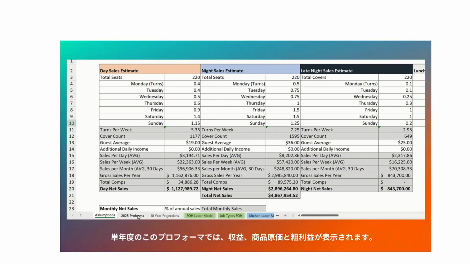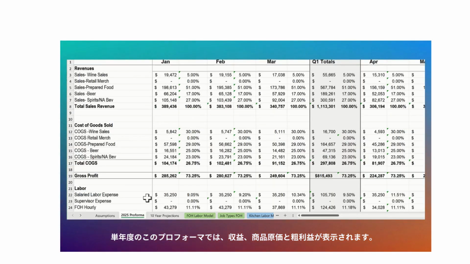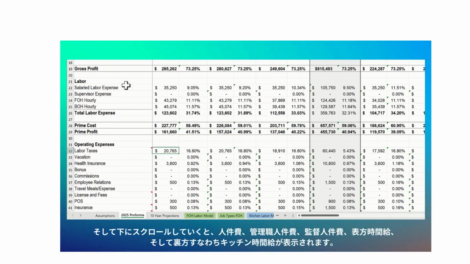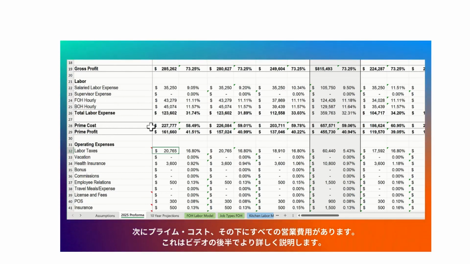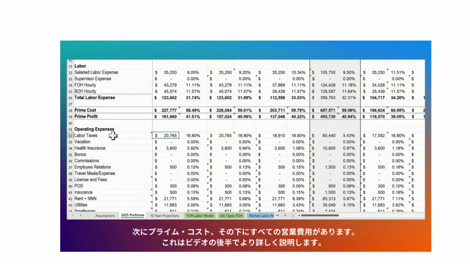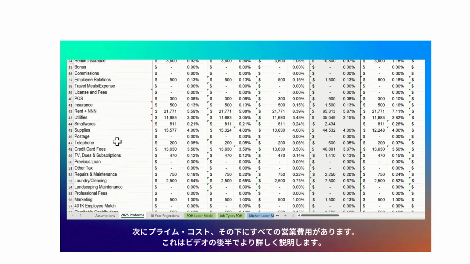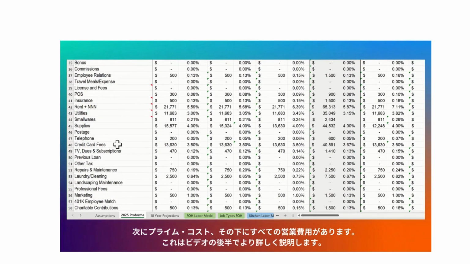We then have a single year Proforma. It shows our revenue, our cost of goods, our gross profit. And then as we scroll down, it shows our labor, our salaried labor, any supervisor labor, our front of the house hourly, and then our kitchen or back of the house hourly. And then we get a prime cost. And then below that, we have all of our operating expenses, which we will discuss later in this video.